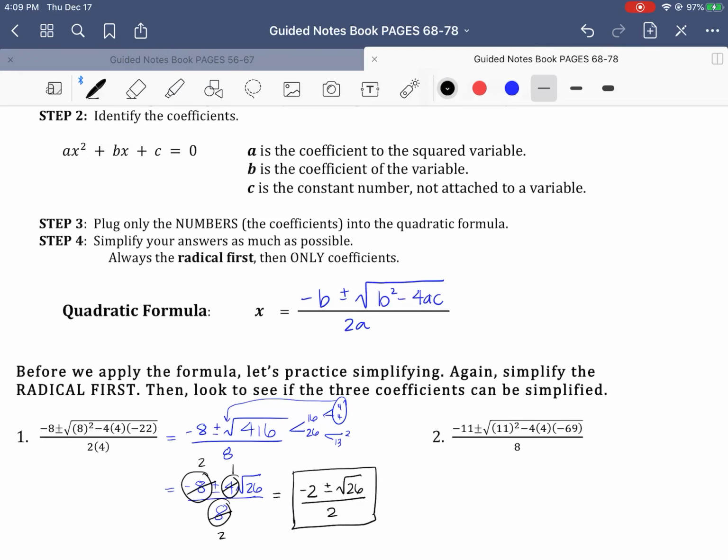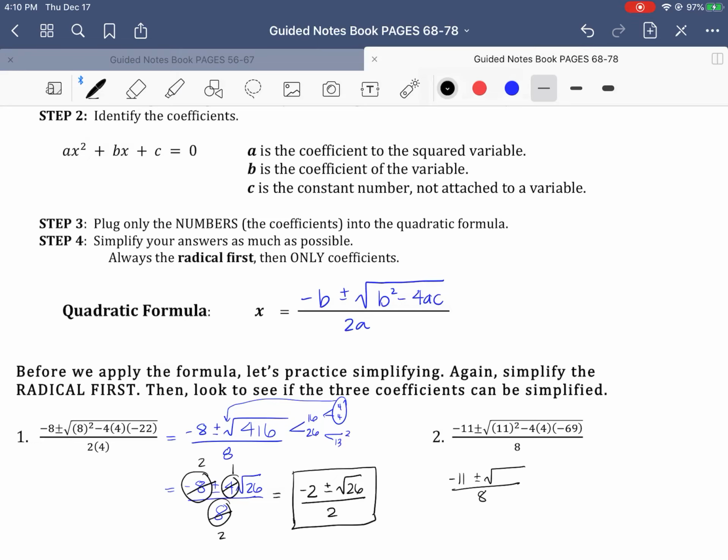Again, it's important to note that we can't simplify a whole value or this coefficient value, so to speak, into the radical, right? We've simplified the radical as much as possible, and only things with groups can come out of that radical. All right, let's look at one more. On this next one, again, we've got -11 plus or minus the square root, and this is all over 8.